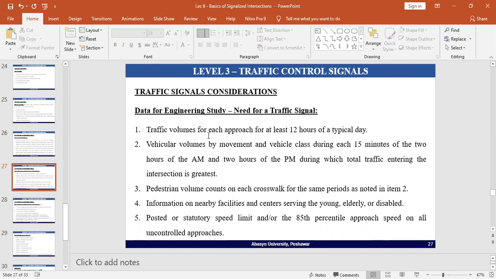So you need at least 12 hours of a typical day. During the peak hour the traffic will be high, but at other times the traffic will be minimal.